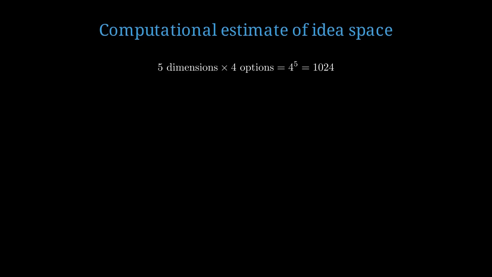Let's do a back-of-the-envelope calculation to understand the magnitude of unexplored idea space. If you have 5 dimensions with 4 options each, that's 4^5, which equals 1024 possible combinations. In typical habitual thinking, you might only explore about 10 of the most obvious combinations. That means you're ignoring over 1,000 potential solutions. 10 divided by 1024 is approximately 1%. You're only exploring 1% of the available solution space with habitual thinking.